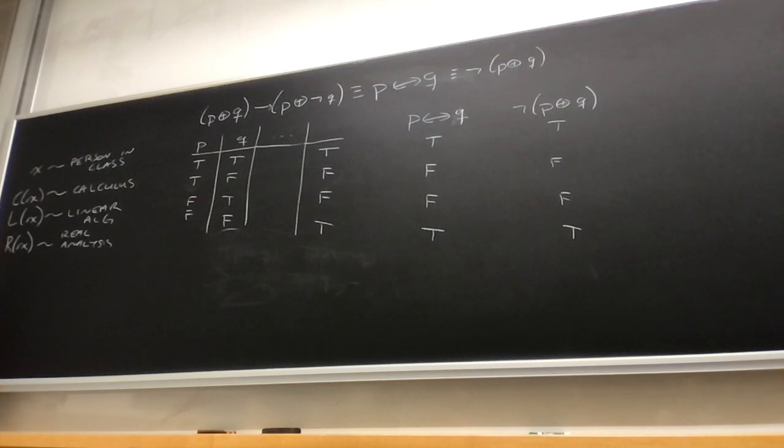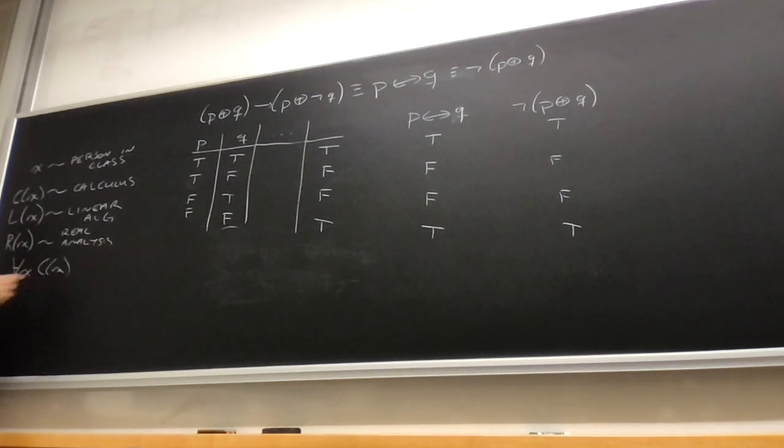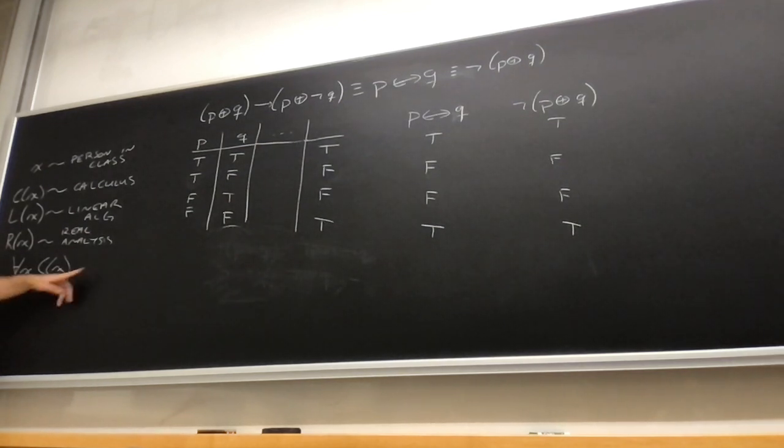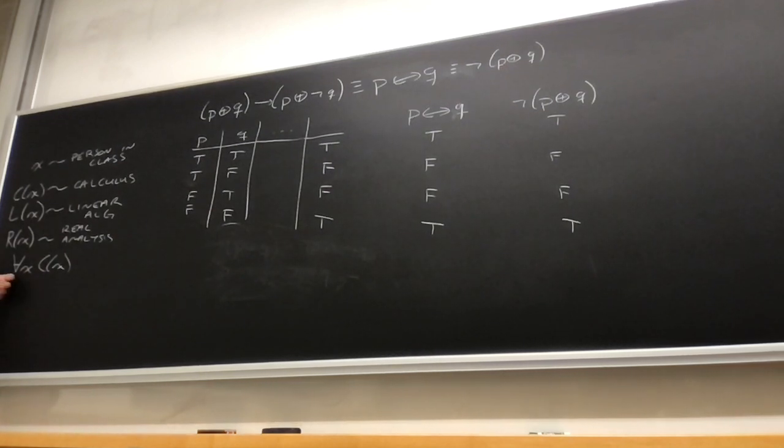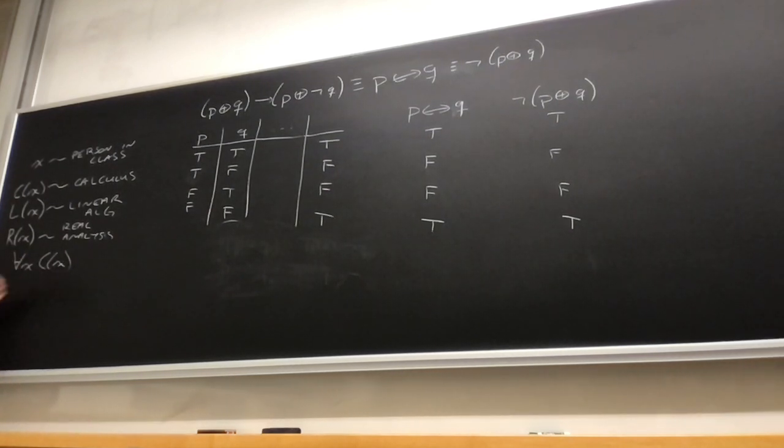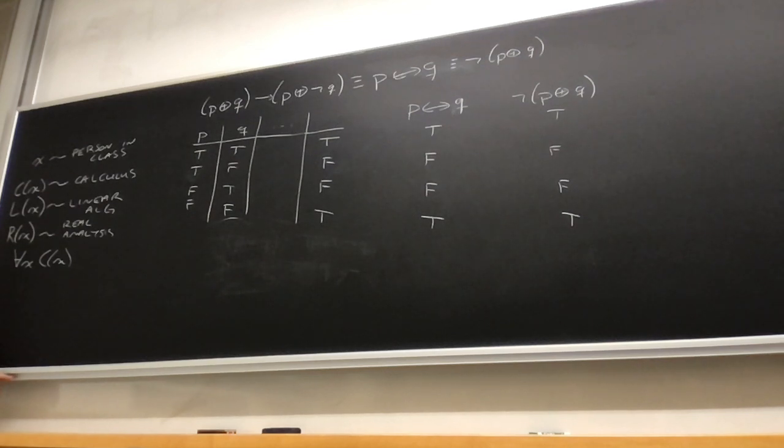Everyone in here has taken calculus, right? So we can write for every x, for every person in this class, C of x is true, right? And just like in Python, if you have a Boolean value, you don't have to write equals true, right? If you just say if that Boolean value, we're good, right? So it's the same thing here. You don't have to write equals true. But for all x, we know C of x is true, right? For every person in this class, we've all taken calculus. We can do something similar for linear algebra.